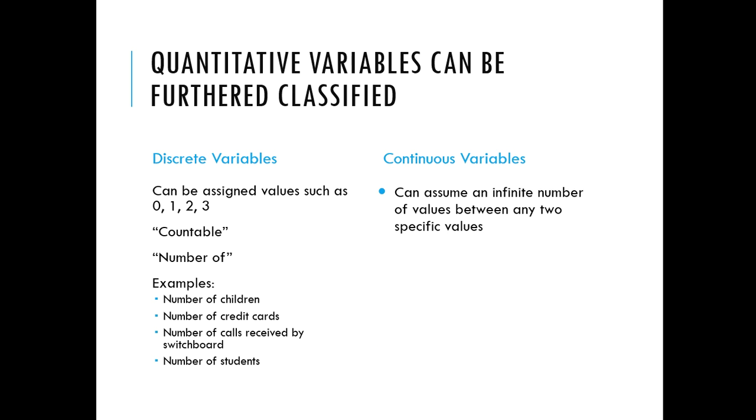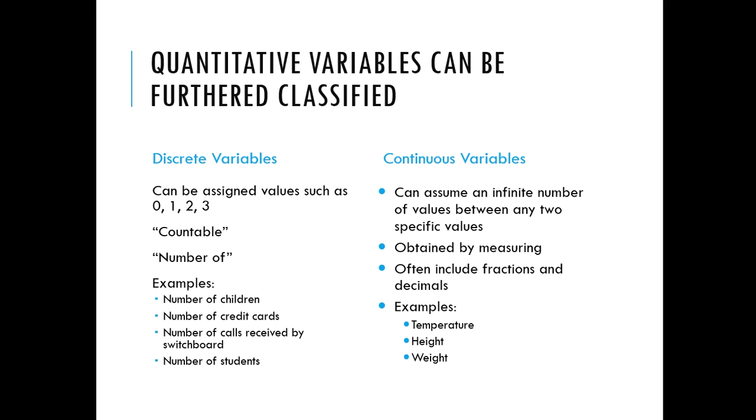For continuous variables, it can be any kind of number or value. It can be decimals, it can be fractions, and you attain it by measuring something. It often includes fractions and decimals, and examples are temperatures, heights, and weights. Because remember, you can be 5 feet 7 inches tall, or you can be measured only in inches, or your temperature can be in Celsius or Fahrenheit. So these all can be in fractions or decimals.